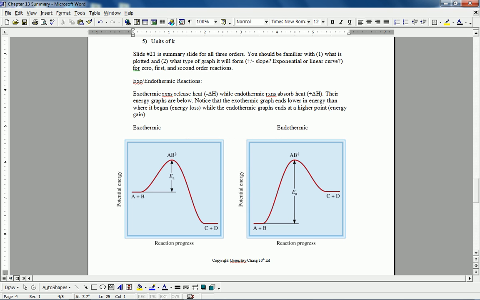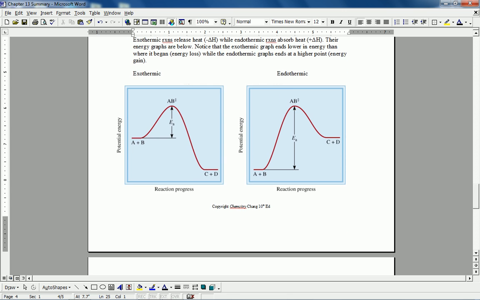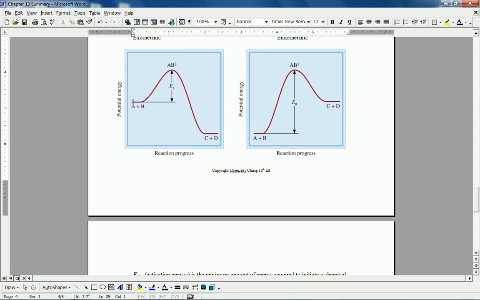The last thing to discuss here on this particular graph is E sub A, which is activation energy. Activation energy is the minimum amount of energy that is required for a reaction to occur. So that means if you don't meet that minimum requirement, if you don't get up to the top of this hill, there's no way to get to the other side. So this is kind of like trekking up a mountain, and if you don't have enough energy to get to the top, there's no way you can get to the other side.